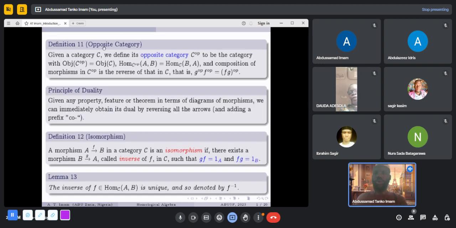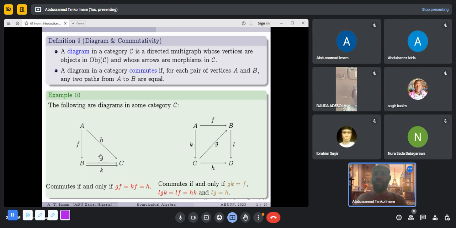And then we also talk about the opposite category. The notion of opposite category is actually a dual version of the category. Let me just demonstrate it here. If this is happening in a category, you can decide to reverse all arrows, change the head of all arrows.